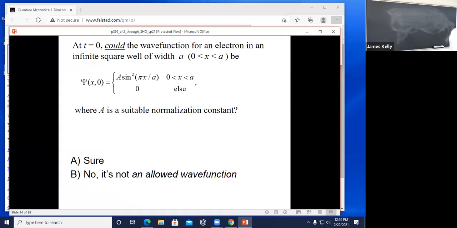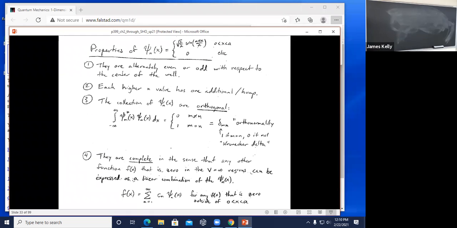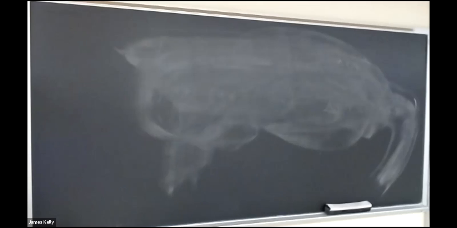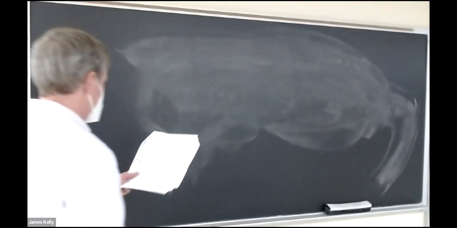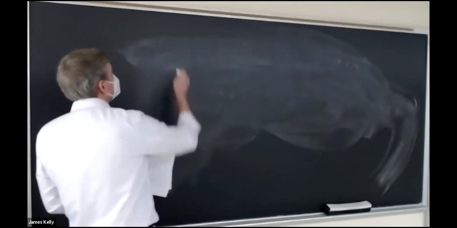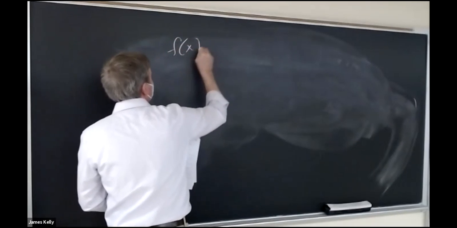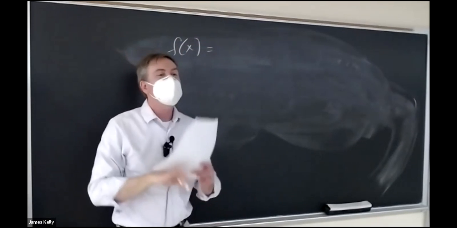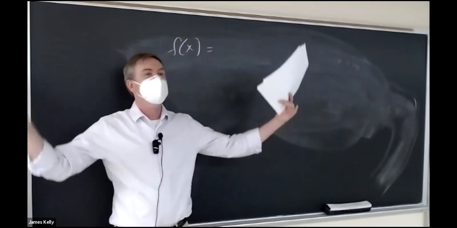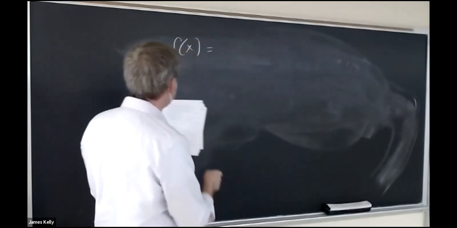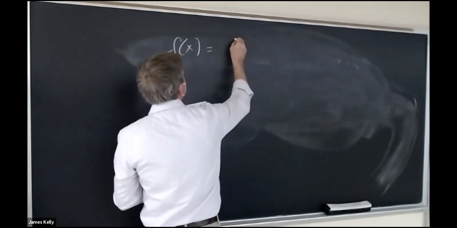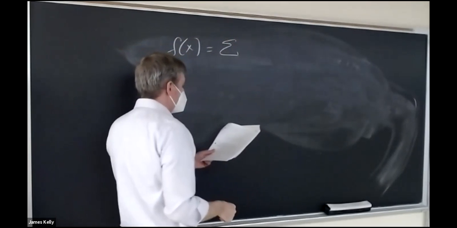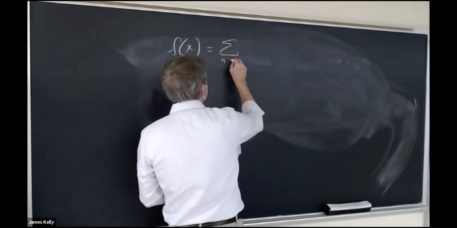Okay, I feel like there's one more thing I wanted to talk about here. What's not in the slides is how to find the cn's. That's important. I'm assuming Griffiths talks about that here. So let me start with where I ended on that slide. I've got a function that's 0 outside of the well, but it's got some crazy shape inside the well, nothing special about it. And the claim is, if this collection of psi n's is complete, it's like a basis.